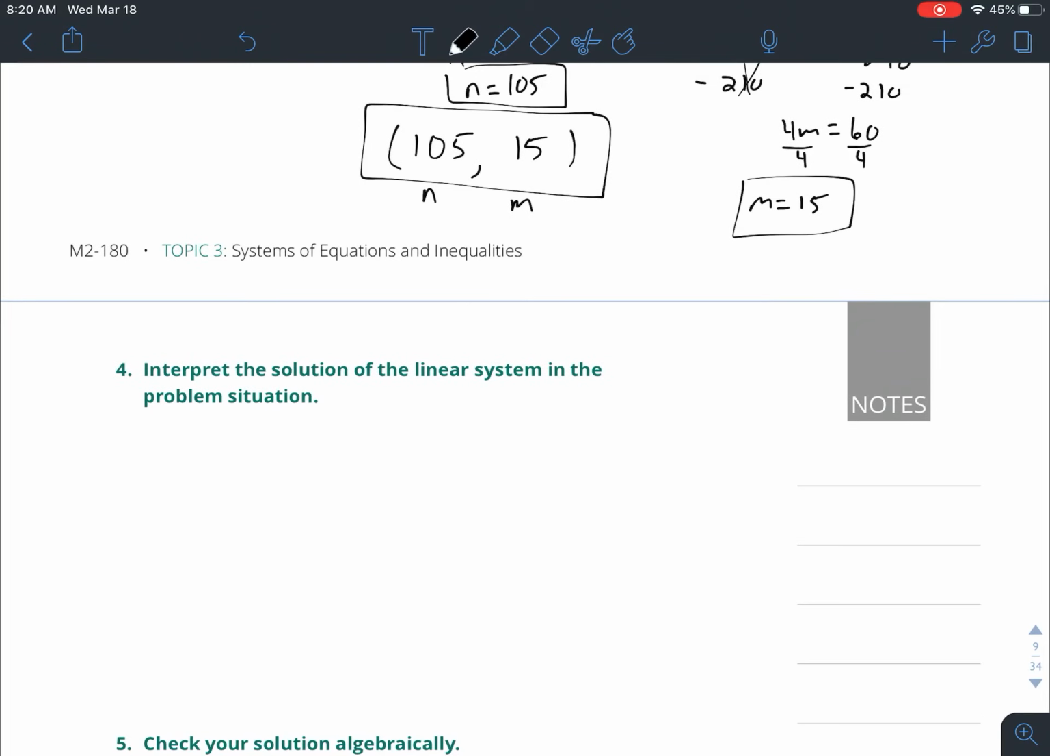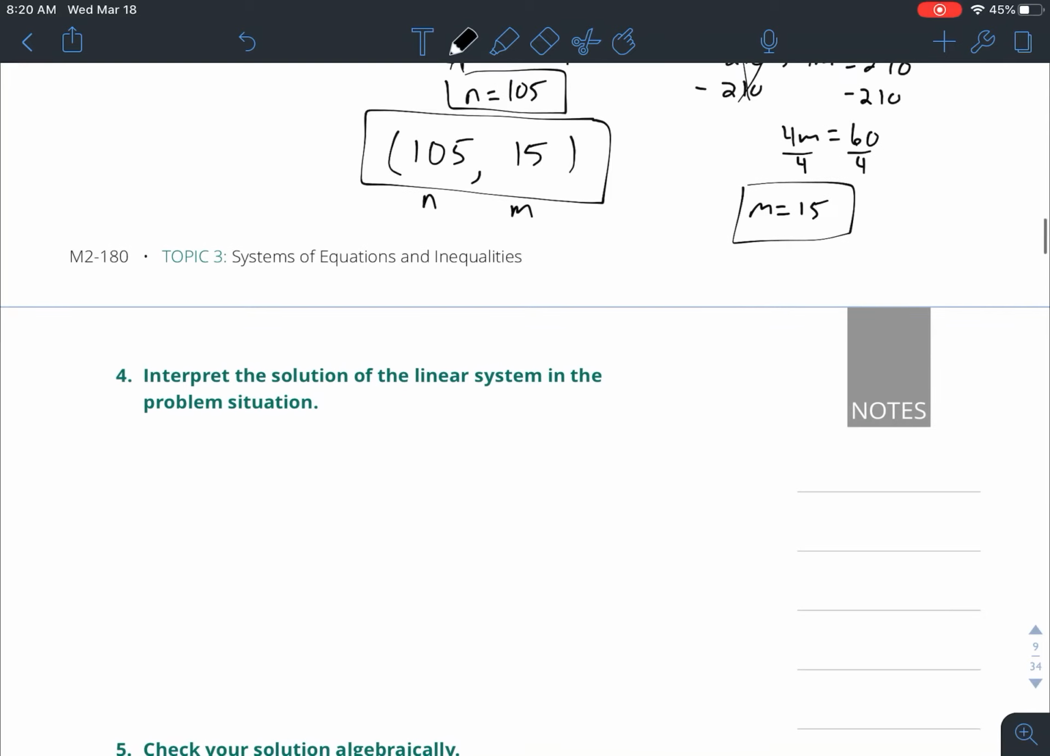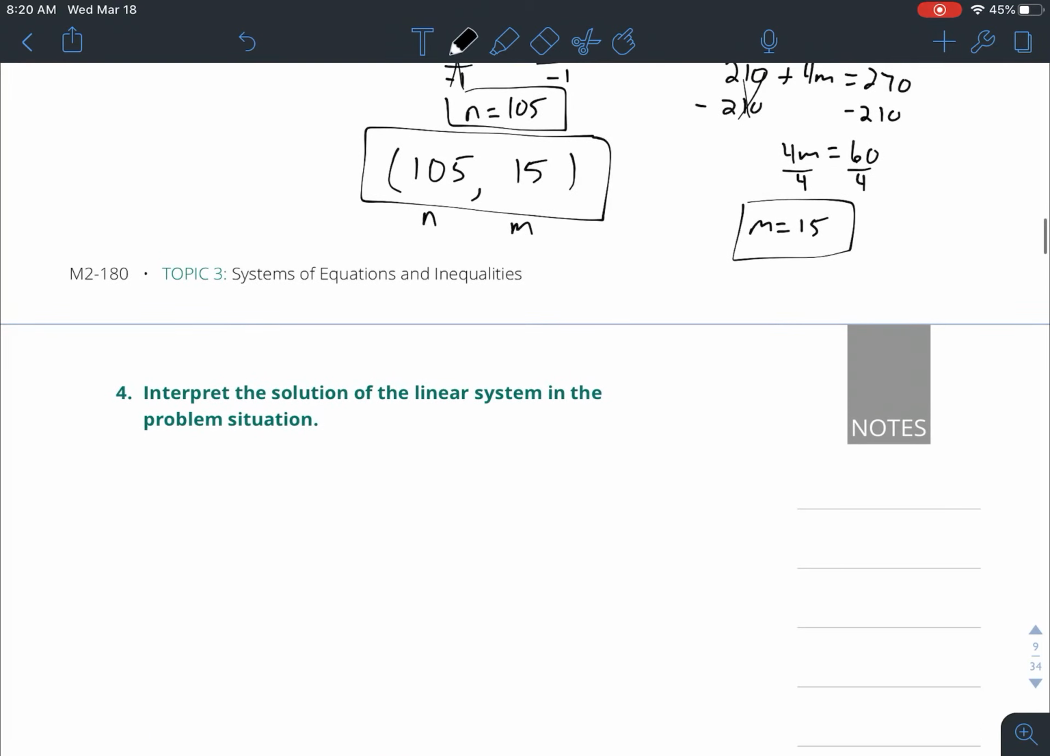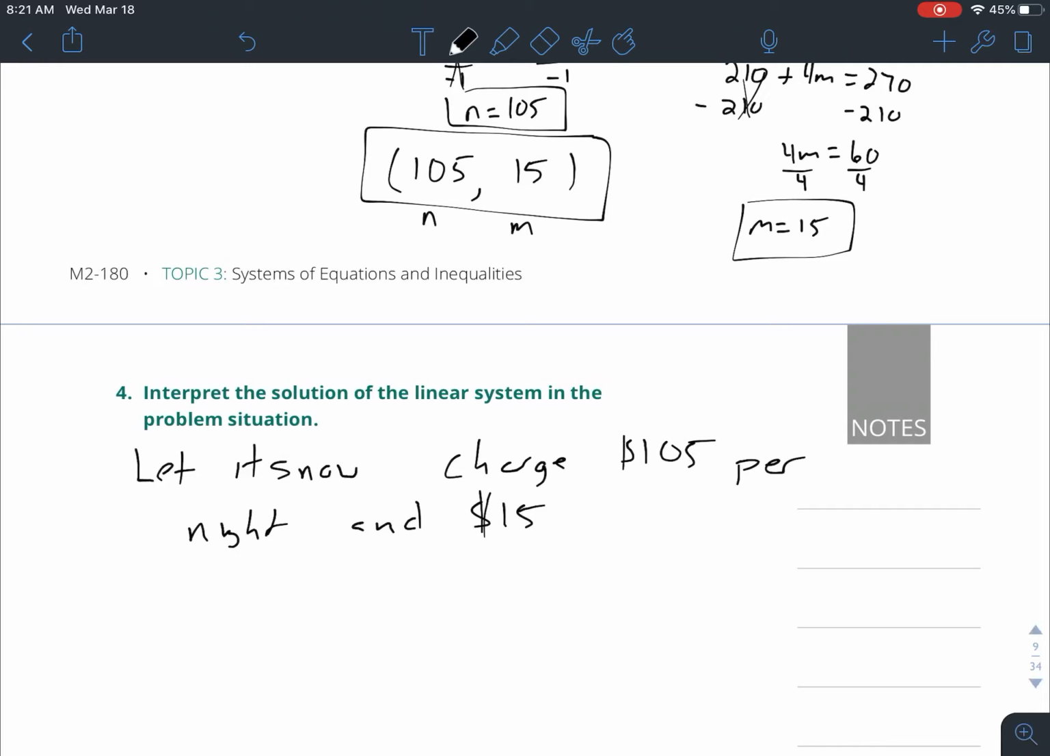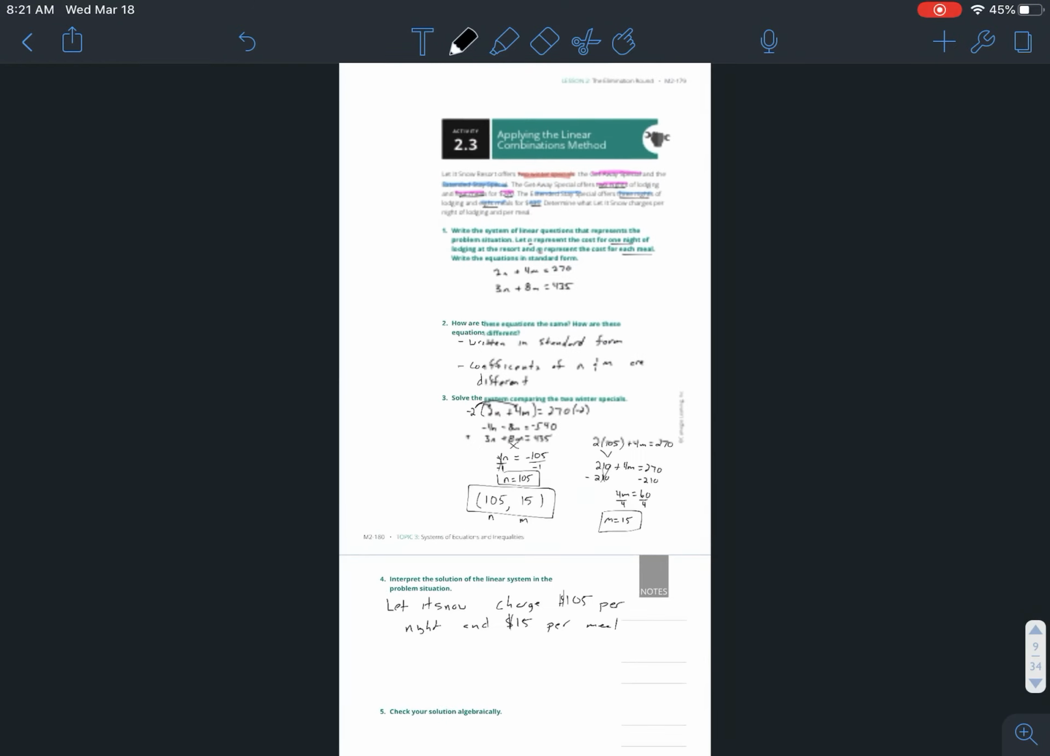Now, number 4, it just tells us interpret the solution. So it says let it snow. Let it snow charges $105 per night, and $15 per meal. That's essentially what we found out here.